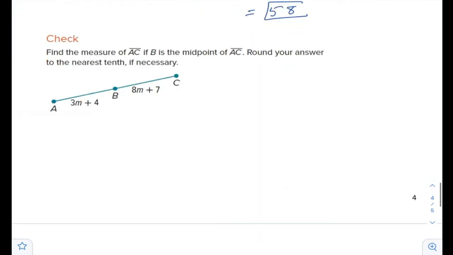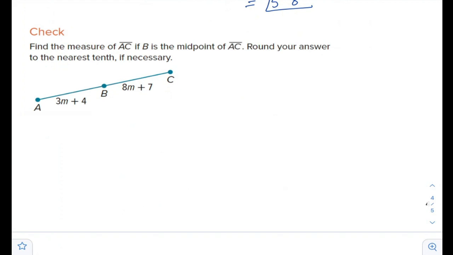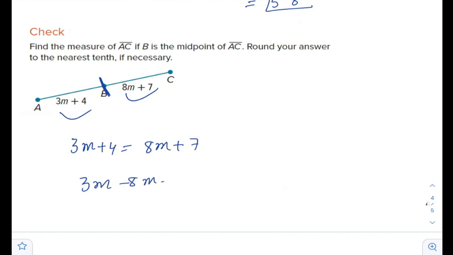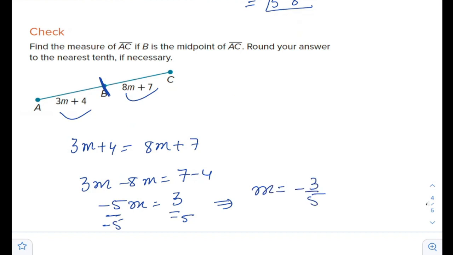Okay, find the measure of AC if B is the midpoint of AC. Because this is the midpoint, this is equal to that, as we have done many times. 3m minus 8m is 7 minus 4. Negative 5m is equal to 3. Divide by negative 5. So m is negative 3 over 5, which is negative 0.6. Now, what is required? AC, so the total measure. Let's find AB. AB is 3 times m plus 4. 3 times negative 3 over 5 plus 4.